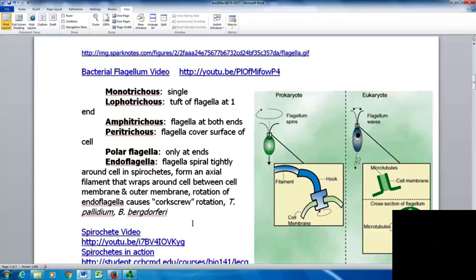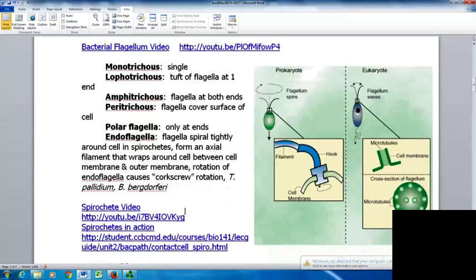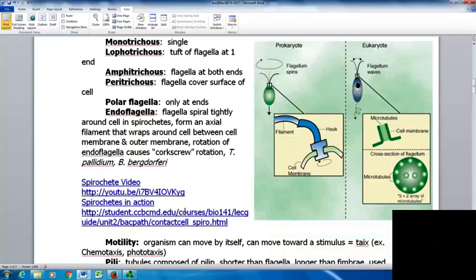These flagella spiral tightly around the cell in spirochetes, and they form an axial filament that wraps around the cell between the cell membrane and outer membrane. The rotation of the endoflagella causes the corkscrew rotation you see. These are found in the Treponema pallidum and Borrelia burgdorferi. Here's a video that shows the spirochetes.